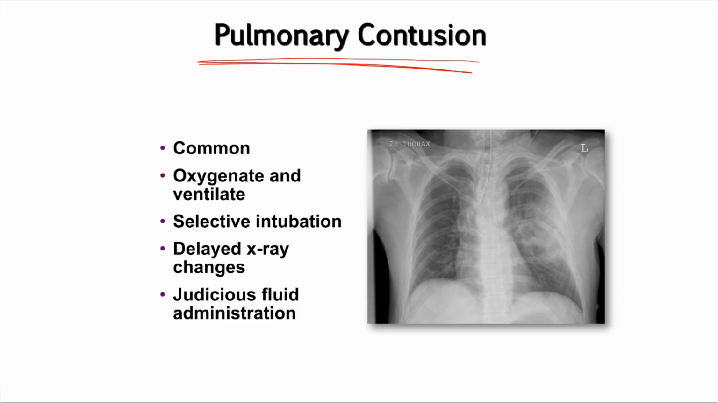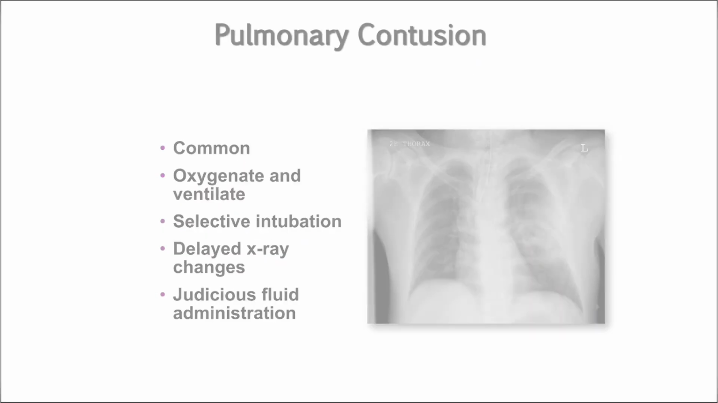Pulmonary contusion is not immediately life-threatening, but it might deteriorate later on. So this is pulmonary contusion on X-ray. Sometimes it would be very clear on chest X-ray. So it is very common. You have to oxygenate the patient and ventilate as necessary. Some patients might need intubation. The X-ray initially might be normal, so there might be delayed X-ray changes. Do not give too much fluid because it might lead to edema.